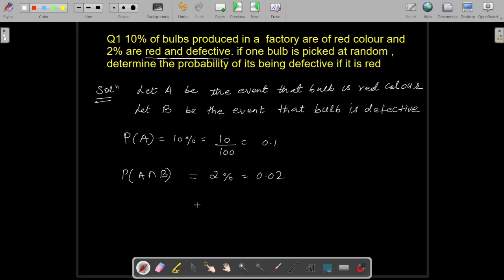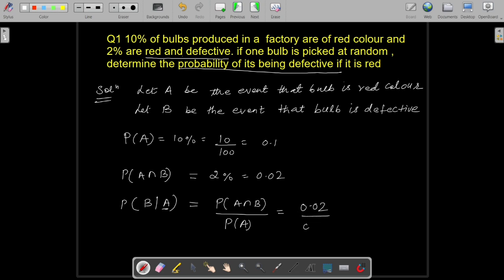Now, what you need to find out here? It is given, if one bulb is picked at random, determine the probability of its being defective if it is red. You have to find probability of being defective. That means defective is B event, probability of being defective given that it is red. So what is the formula for conditional probability? It is A intersection B over probability of A. What is probability of A intersection B? 0.02. What is probability of A? 0.1.